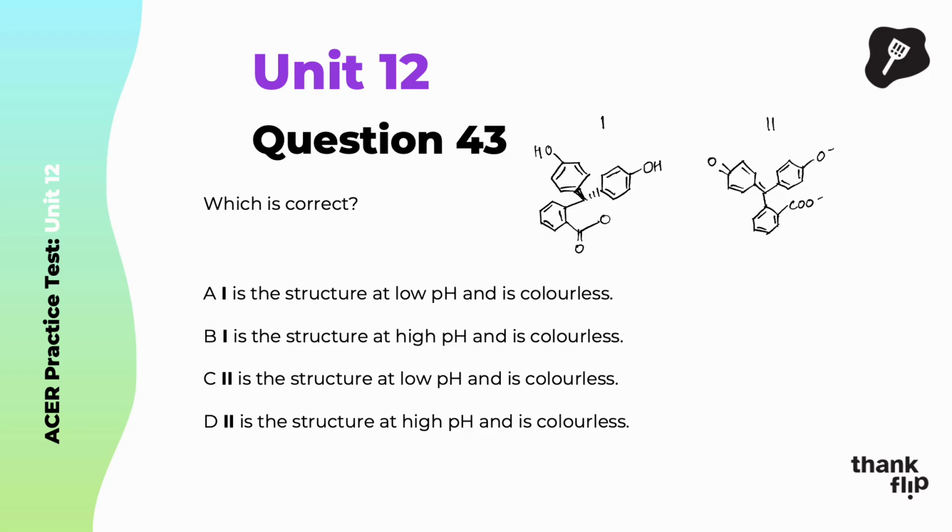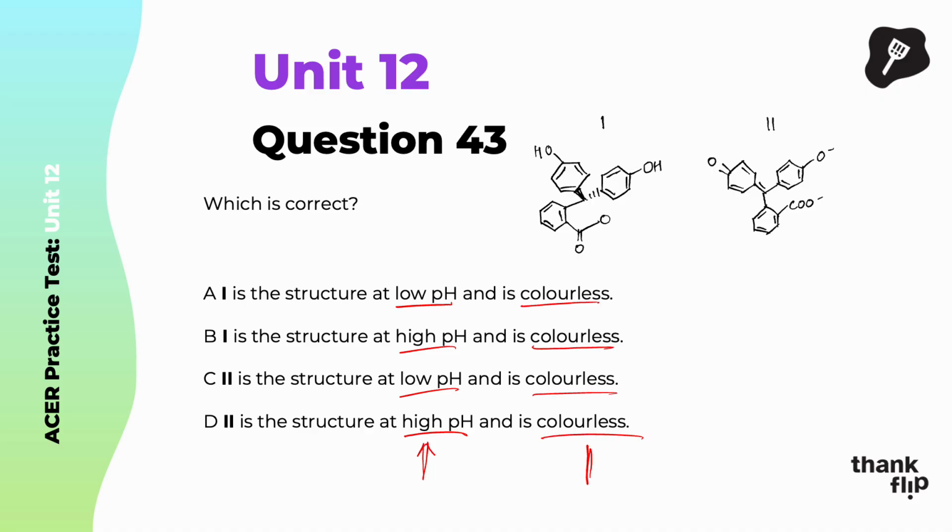Question 43 is asking us about phenolphthalein, which is an acid-base indicator. We're given two diagrams here, and one is the structure in a high acidic environment, and the other is the structure in a low acidic environment, and we don't know which one is which. The question is asking us which of the following options are true. So we have two different aspects to our answer options. We have the pH, and then we have whether or not the compound is colorless.